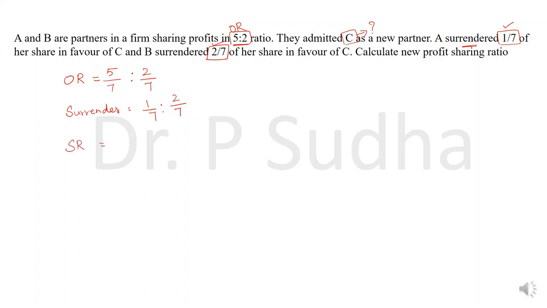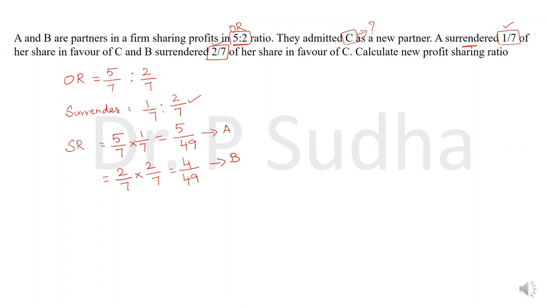How much do they sacrifice? The old ratio is 5/7, out of which 1/7 they are surrendering in favor of the other partner. So what will be the sacrificing ratio? 5 ones are 5, 7 sevens are 49. This is for A. For B, 2/7 is the old ratio. In this old ratio, how much does B surrender? B surrenders 2/7. So 2 2s are 4, 7 7s are 49. This is the sacrificing ratio of B.